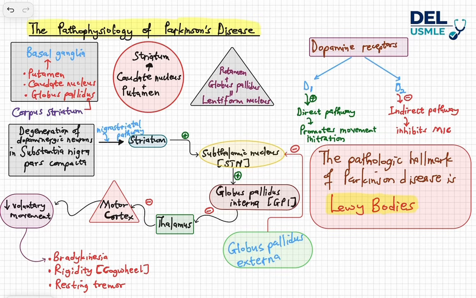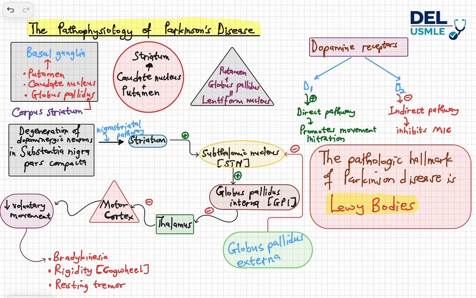First of all, let's look at the composition of the basal ganglia. The basal ganglia is going to be made up of the putamen, the caudate nucleus, and the globus pallidus. These three components together form what we call the corpus striatum. The caudate nucleus together with the putamen constitute what we call the striatum, whilst the putamen and the globus pallidus form what we call the lentiform nucleus. So you want to take note of that.